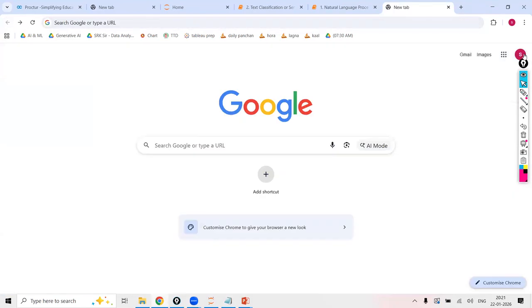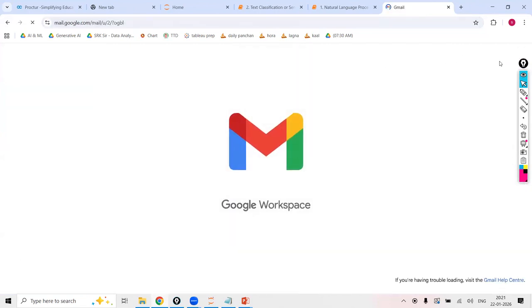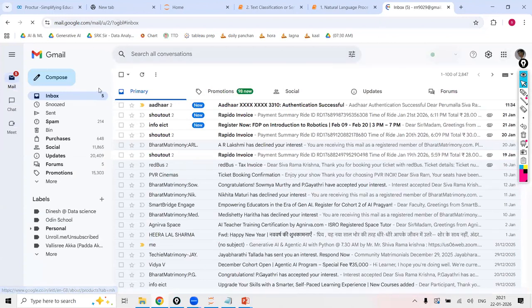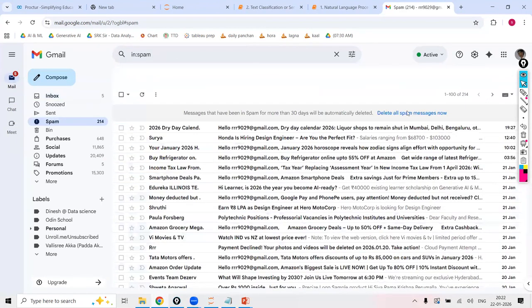This is important for Google to classify whether a future mail is spam. I'm opening the mail ID where I also get some spam mails. Now, my inbox consists of how many mails in total? 2847. Of course, 5 of them are unread, but the total is 2847. At the same time, if I open my spam, how many are there in total?